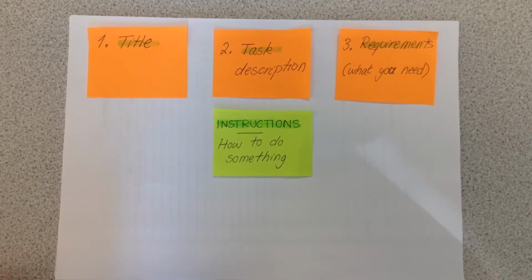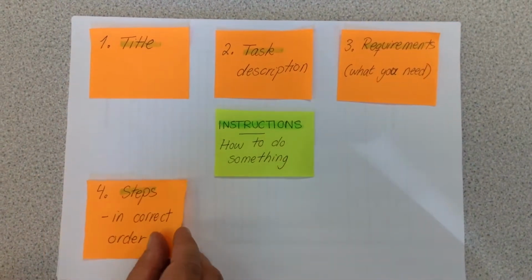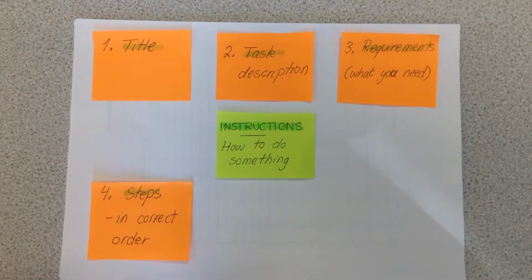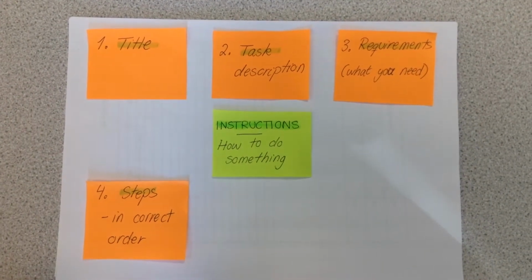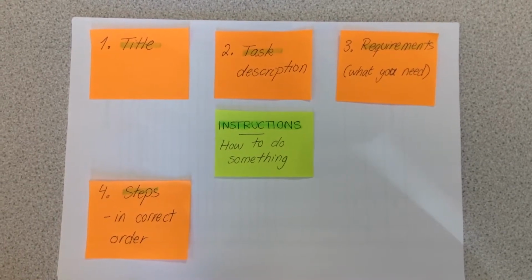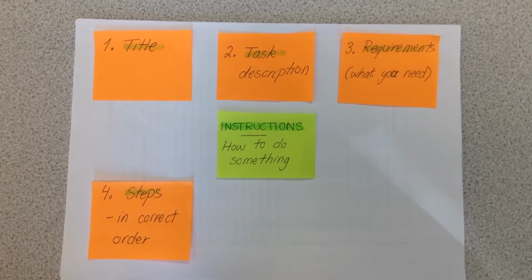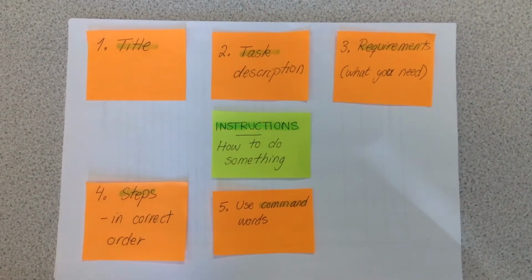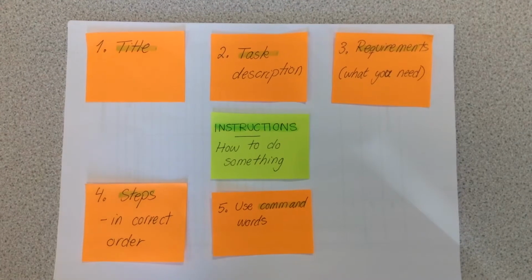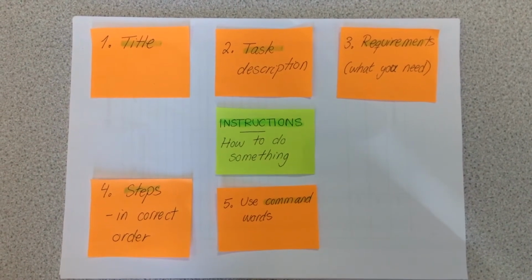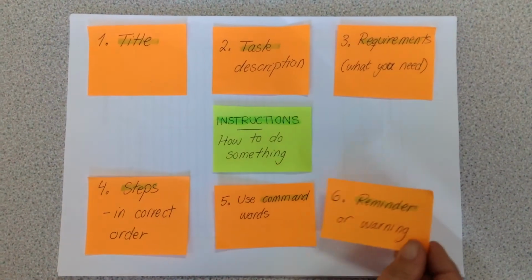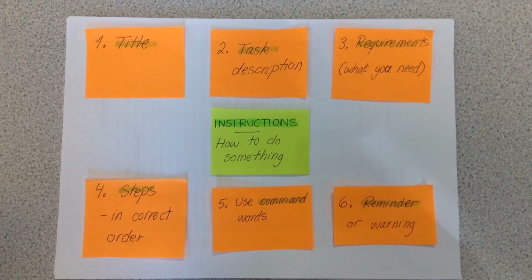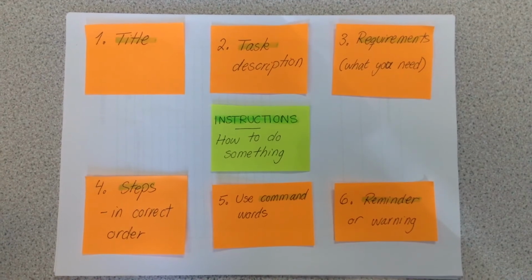The next step is to write all the steps that you need to follow to perform the task. Make sure these are in correct order. One of the ways to make sure it's in correct order is to use a numbered list, like we did in this video. Make sure you use command words. These tell the reader exactly what to do. And finally, you probably need to add a little reminder or a warning, for example, about health and safety.